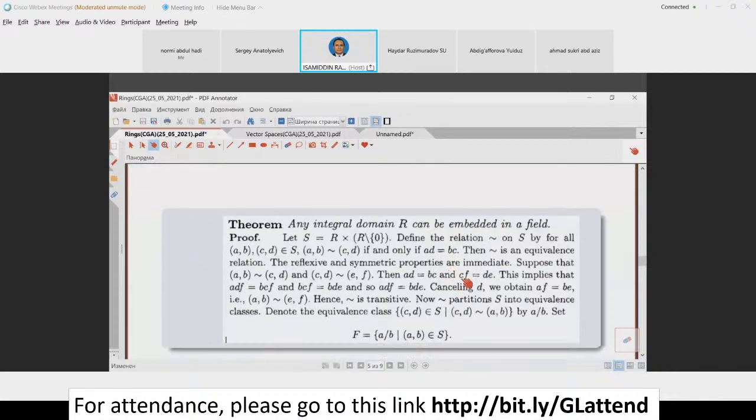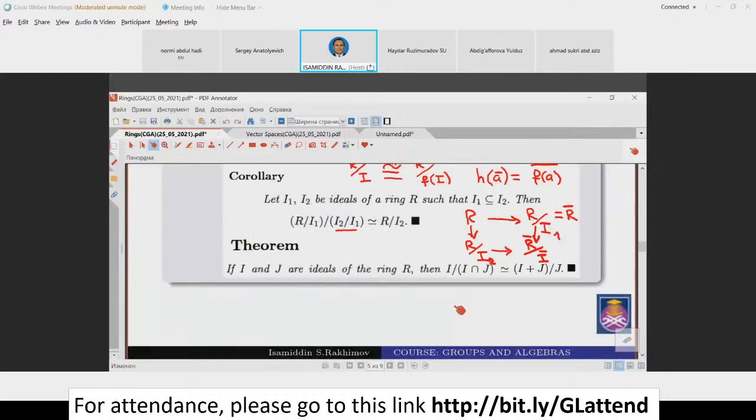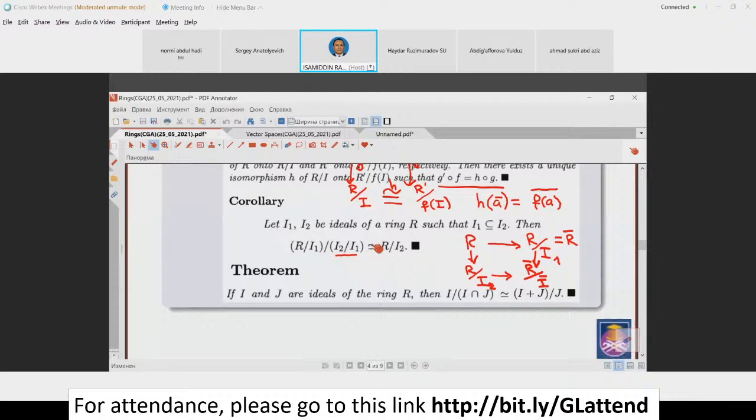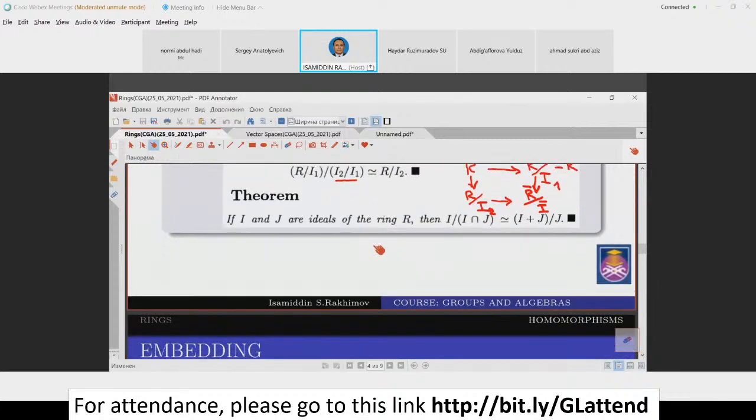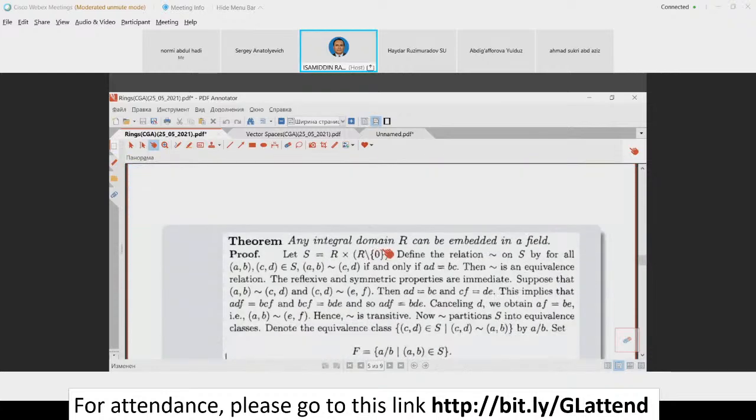Okay, now, any questions, please, related to homomorphism theorems? If no questions, I want to discuss this theorem now.